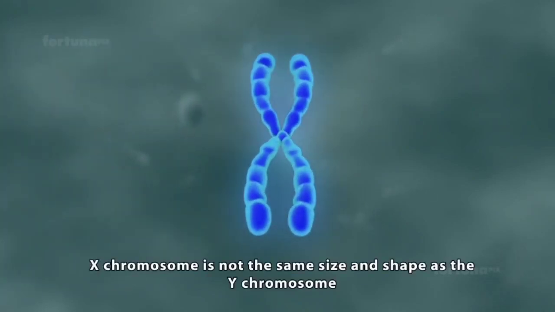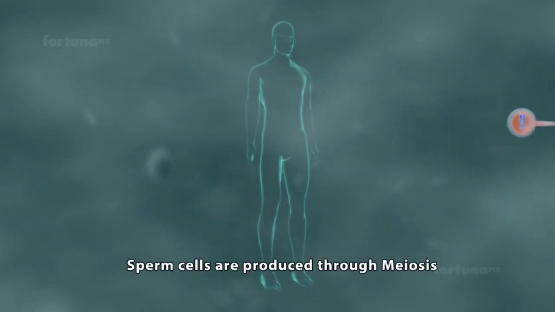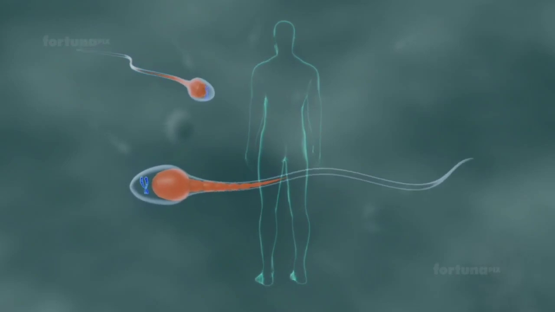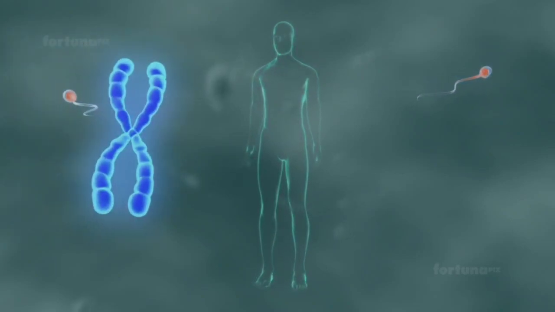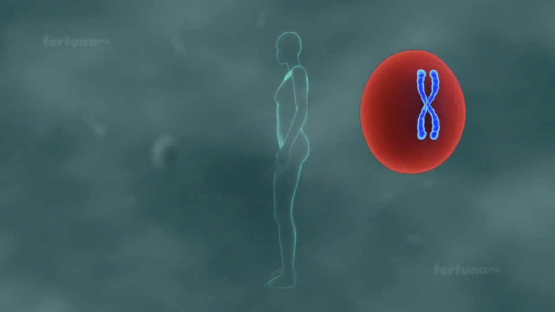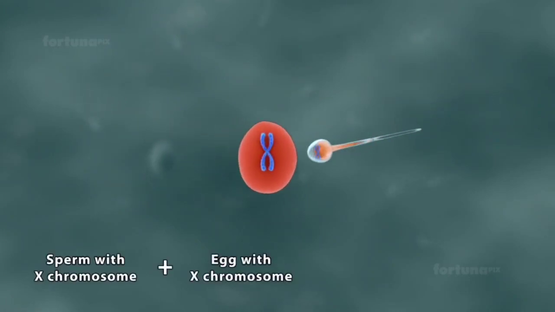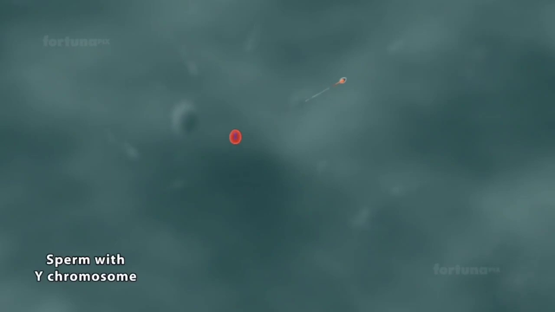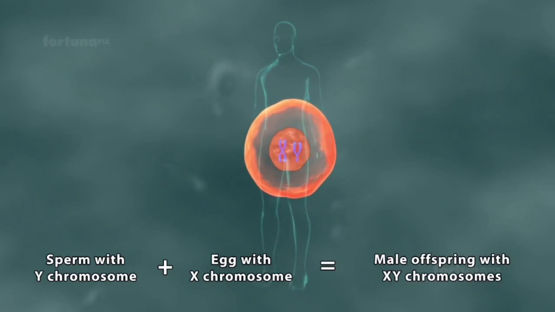In humans, the X chromosome is not the same size and shape as the Y chromosome. In males, sperm cells are produced through meiosis with haploid or half the number of chromosomes, that is, 22 autosomes and 1 sex chromosome. Therefore, in a sperm, the sex chromosome can be either X or Y. Similarly, in females, the eggs have 22 autosomes and 1 sex chromosome, X. When a sperm with X chromosome fertilizes an egg with X chromosome, the offspring will be a female with paired X chromosomes. If a sperm with Y chromosome fertilizes an egg with X chromosome, the offspring will be a male with X and Y sex chromosomes.